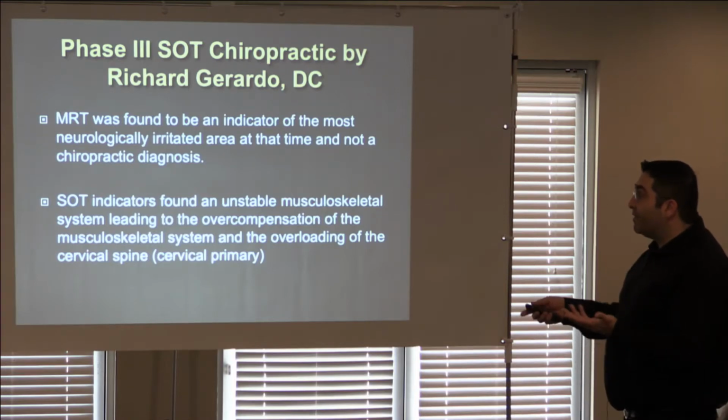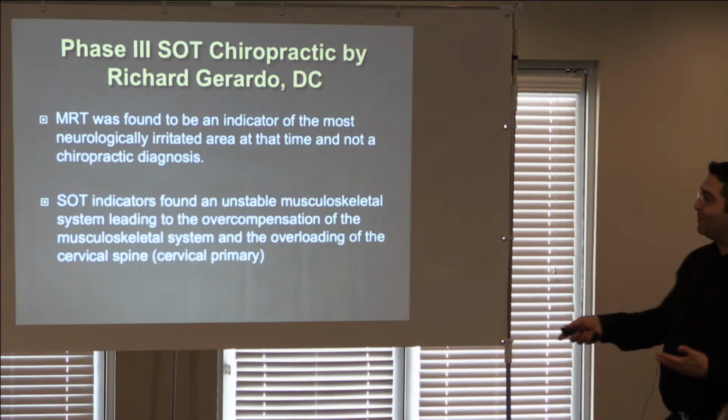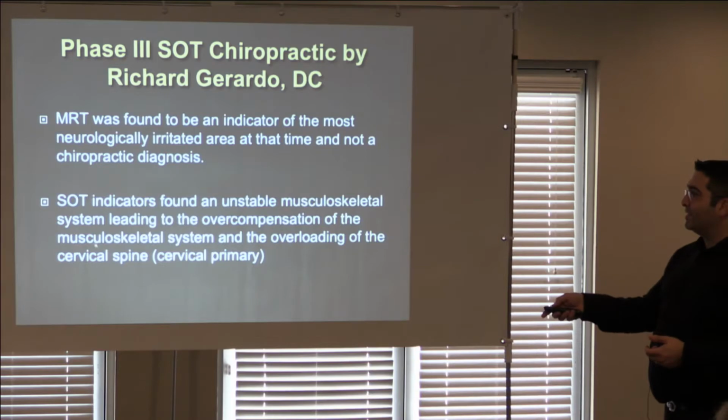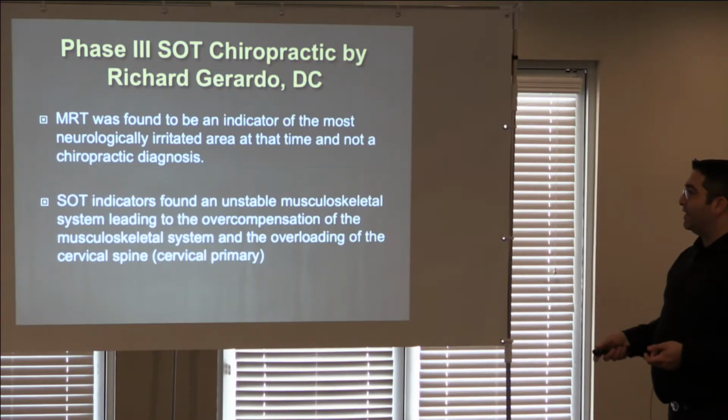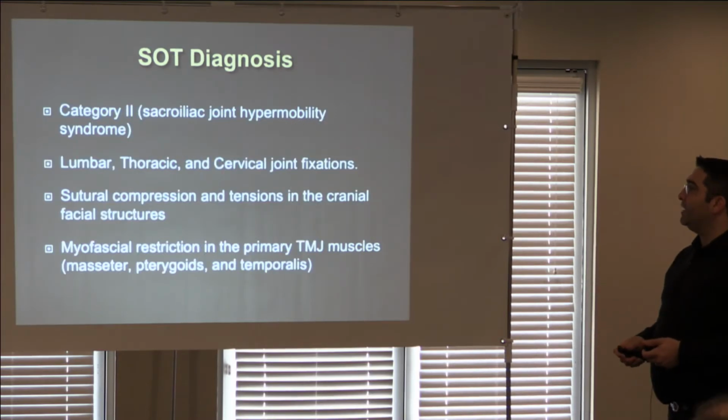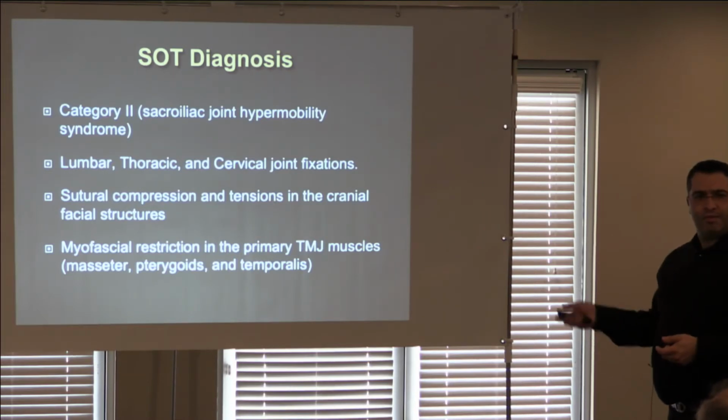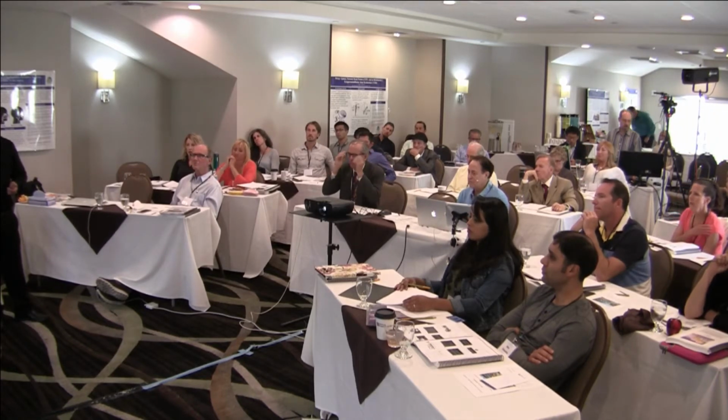Okay. So there it is. So this is your guys' language, right? SOT indicators found in unstable musculoskeletal system leading to overcompensation with ligament laxity. Category 2. I think you did use a belt on him, right? Yeah. Myofascial restriction in the TMJ muscles, masseter, pterygoids and temporalis.